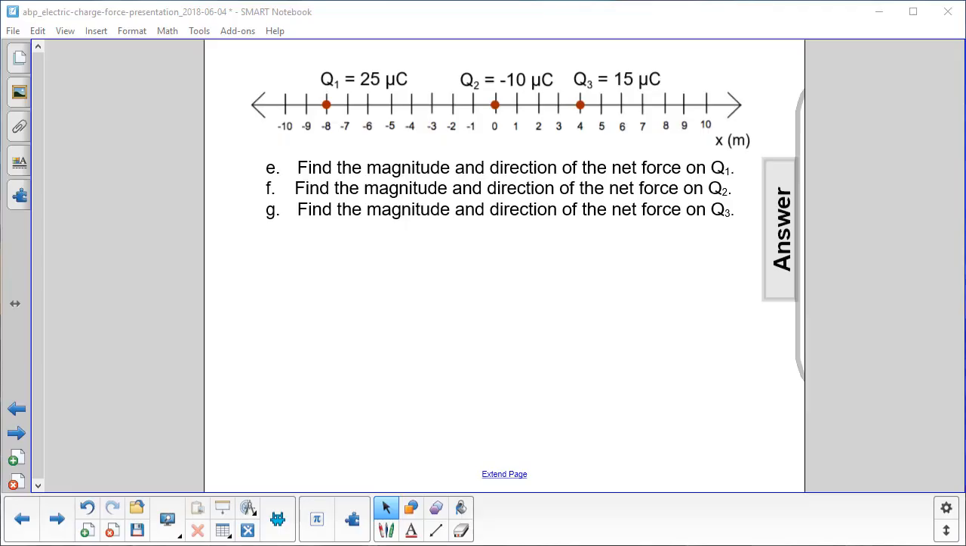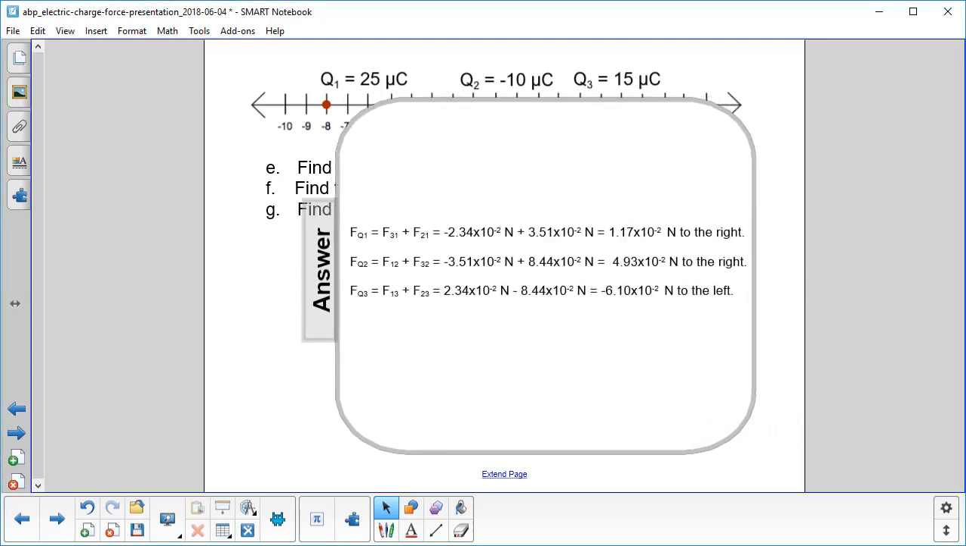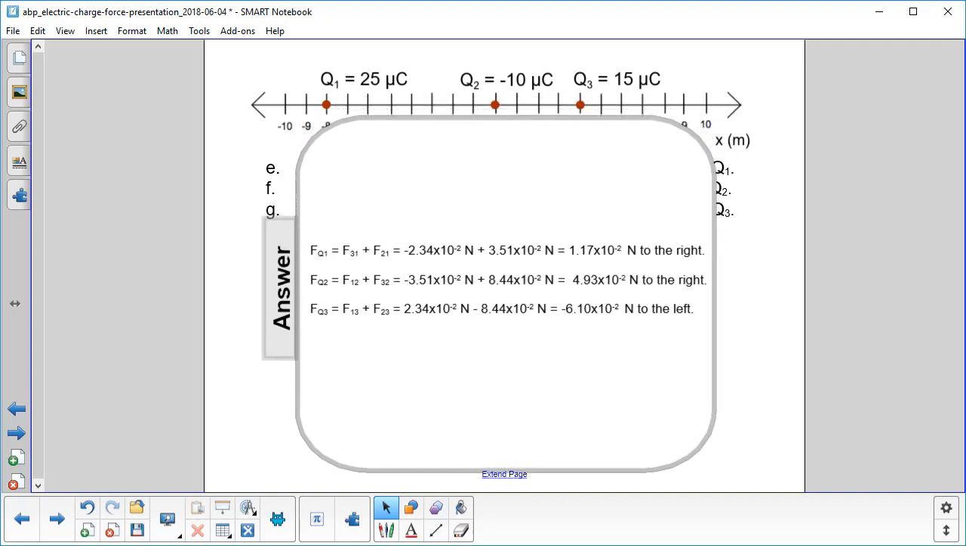Now we need to find the magnitude and direction of the net force on each one of these charges. We certainly found the pairwise forces on the previous slide, but each one of these charges has 2 forces acting on it, so we have to do vector sums. So let's pull out the work here, and let's see if we can fit it there. Perfect. And first we're going to start with the net force on Q1, and we're going to call that F of Q1. That's the net force on Q1.